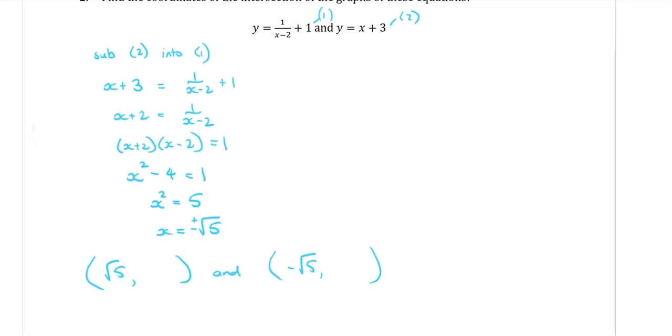The equations that I had, the easier one is the second equation, where it's x plus 3. Whatever the x value was, I add 3, so it's root 5 plus 3. And then for negative root 5, it'll be negative root 5 plus 3. And that's it. There's my points of intersection.